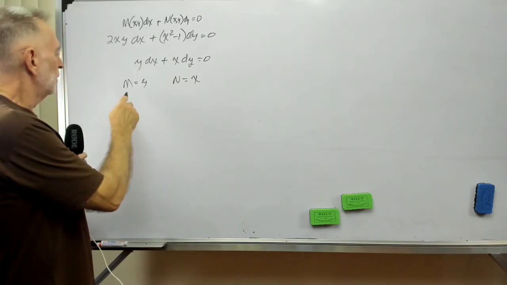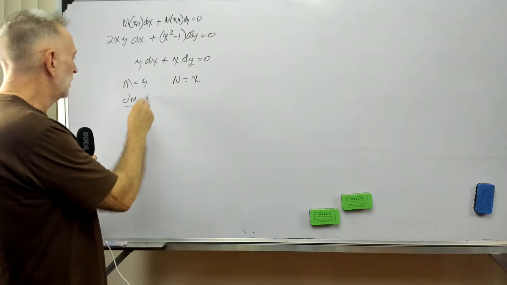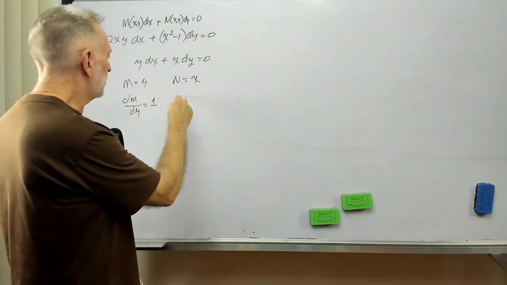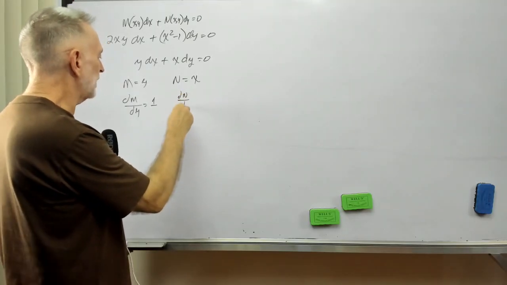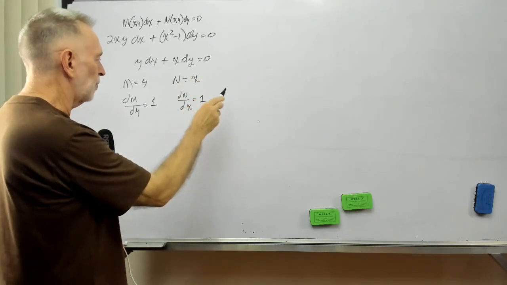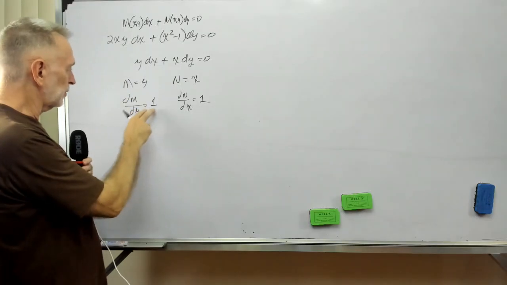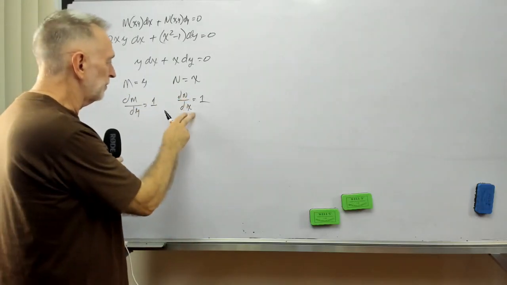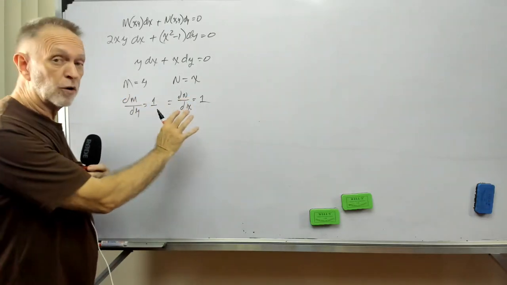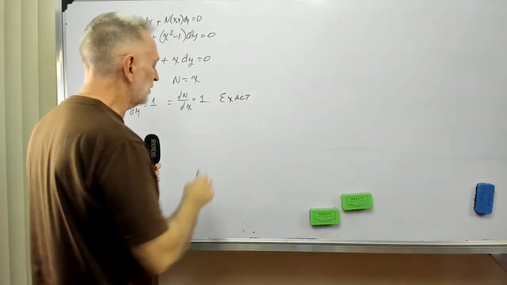Now, I'm going to take the partial of M with respect to y. So the derivative of y is 1. I'm going to take the partial of N with respect to x. The derivative of x is 1. So the partial of M with respect to y equals 1, and the partial of N with respect to x equals 1, so this partial and that partial are equal, so we can say this is an exact differential equation.